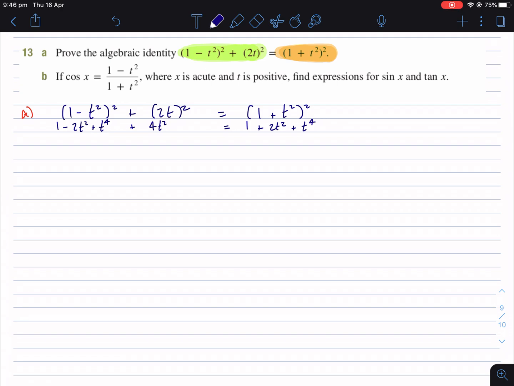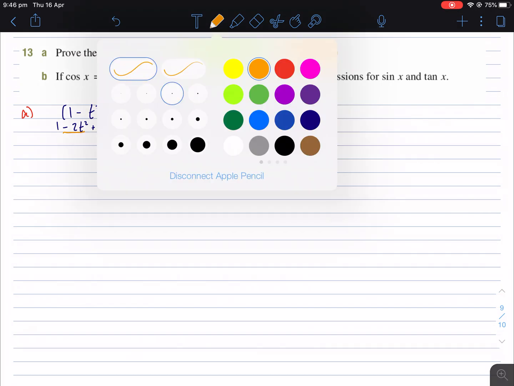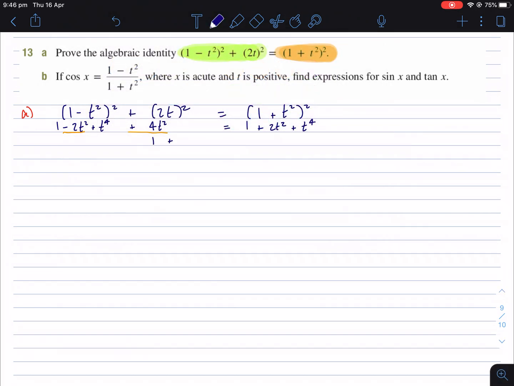Now on my left-hand side, I'm going to collect my like terms, and I'm going to end up with 1 plus 2t squared plus t to the 4, and on the right-hand side, that's what I've already got. So left-hand side equals right-hand side. Done. And B.